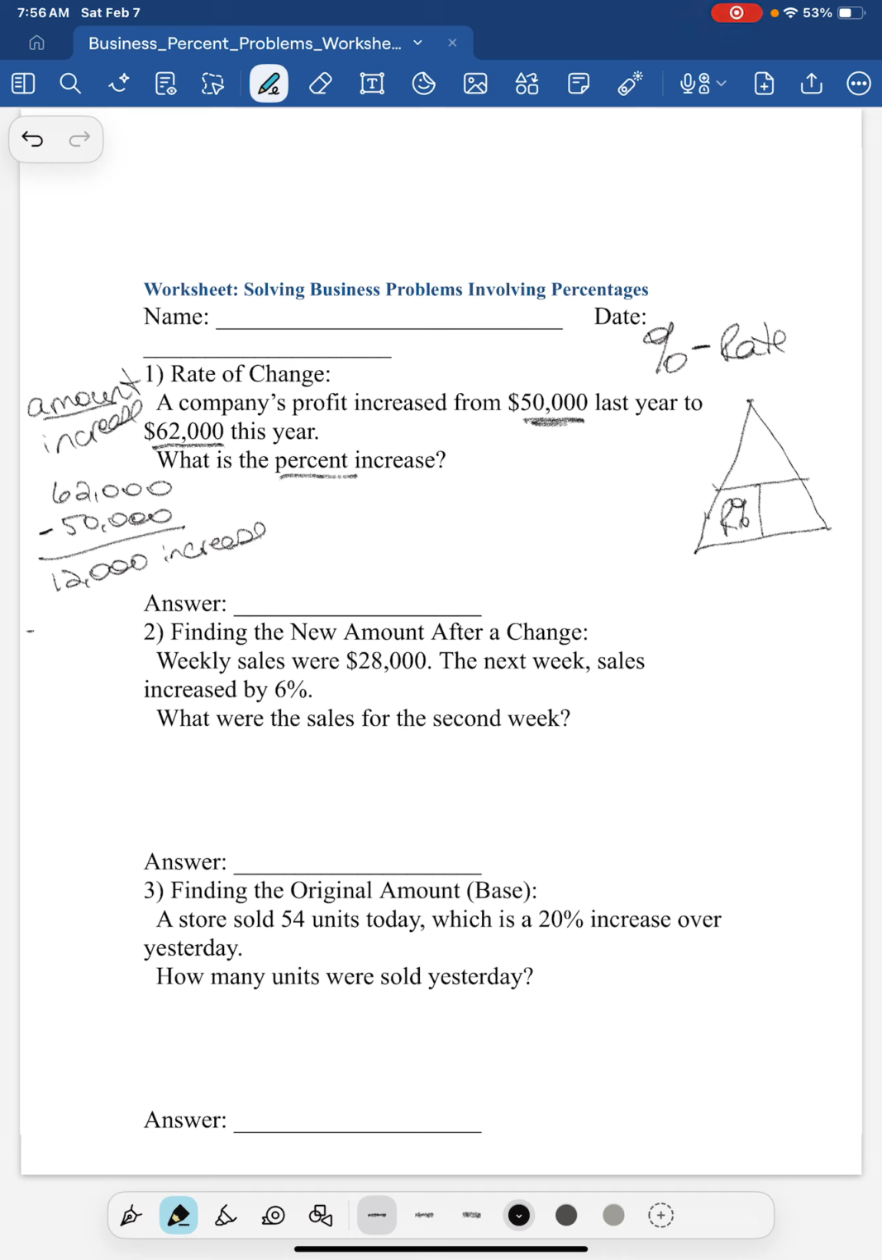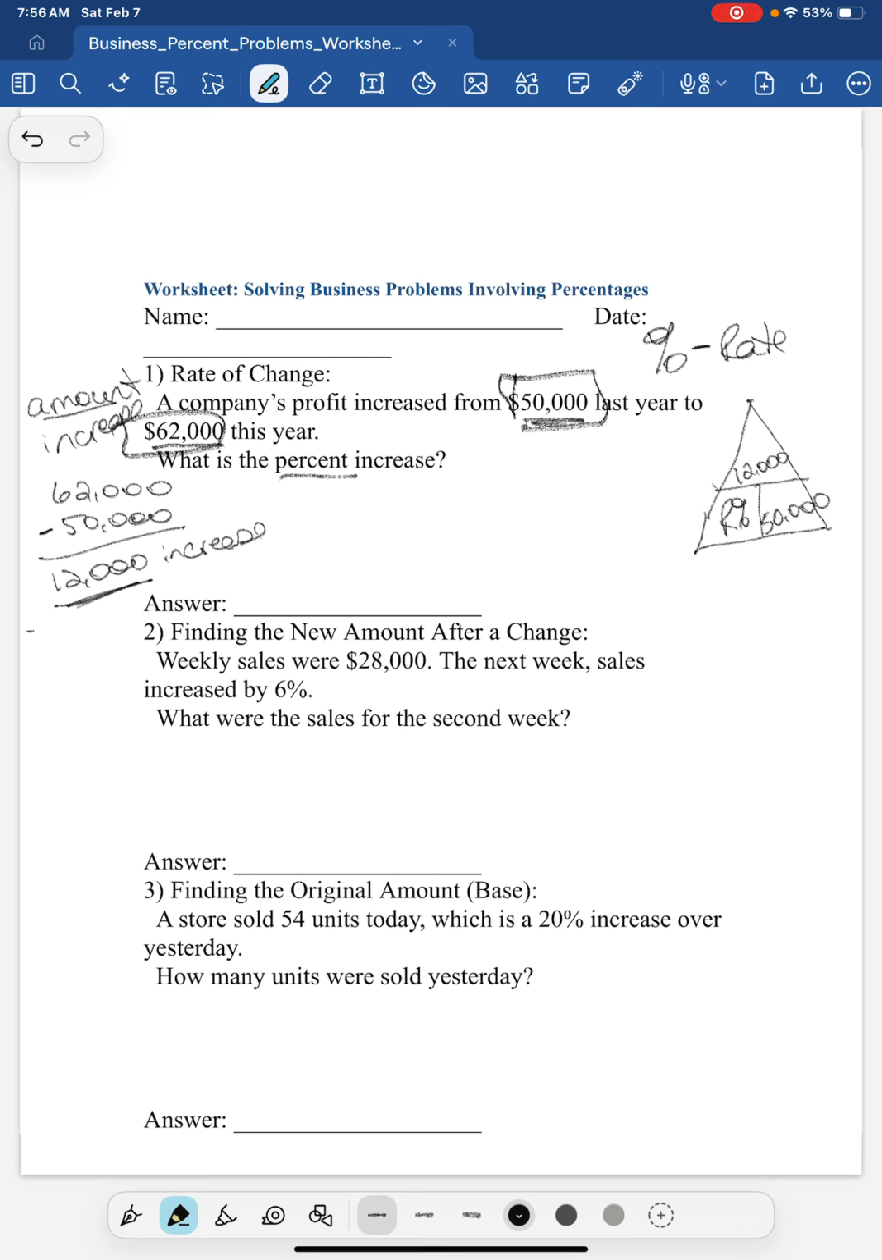Okay? Now, this $12,000 that it went up is not the whole, right? That's our portion. We've gone up $12,000. Now, here's where you need to pay attention to what you're doing, because you have two numbers left here. You've got 50,000 and 62,000, and one of those is your base. Okay, for this, we want to know what the increase was from last year to this year. So last year's amount is our base for this problem.